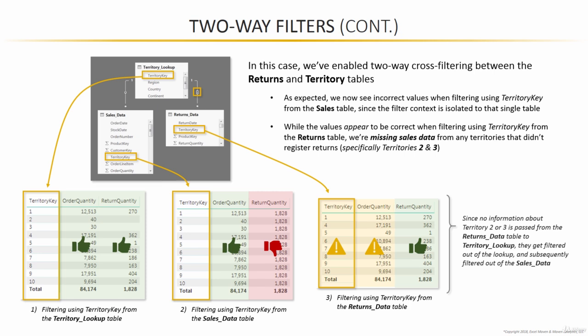So the filter context that we created by using this territory key field from the returns table is properly flowing up to the territory lookup and then down to the sales table, but in doing so, it's yielding misleading data. And this is dangerous because this type of issue can be very, very difficult to detect, even if you know your data model inside and out. So had we not gone through this exercise, we may never have realized that territory 2 actually drove an order quantity of 40, and territory 3 drove an order quantity of 30. But because of the way our filter context flows, those values get completely stripped out of this view.